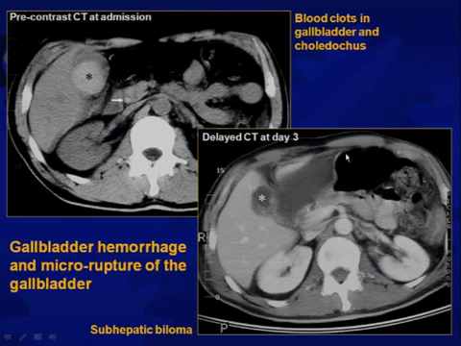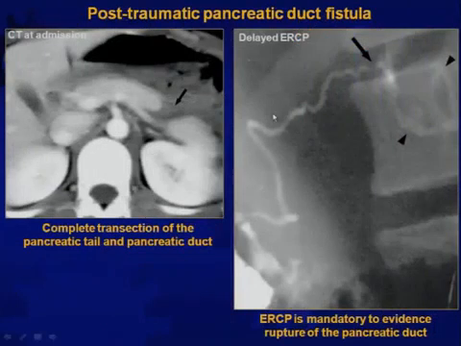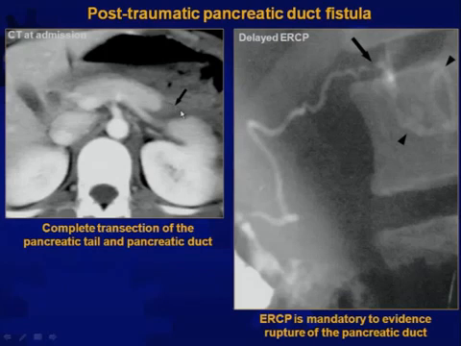The same applies to the pancreas. When you have complete rupture of the pancreas, you may not see rupture of the pancreatic duct, and it needs endoscopic pancreatography in order to see the extravasation of contrast media.